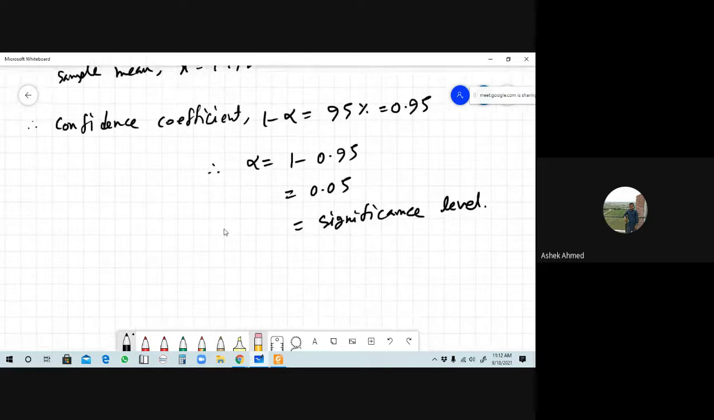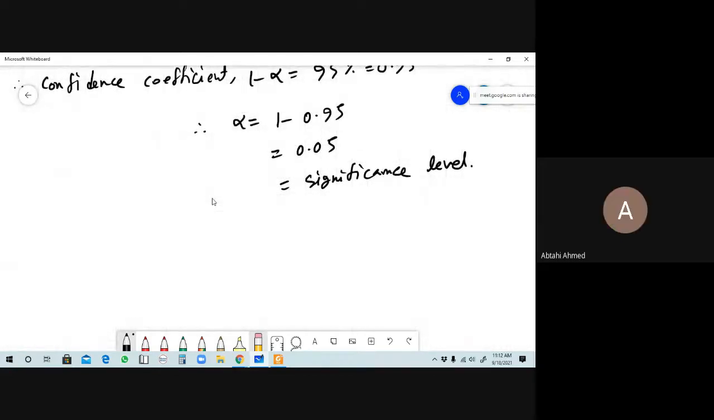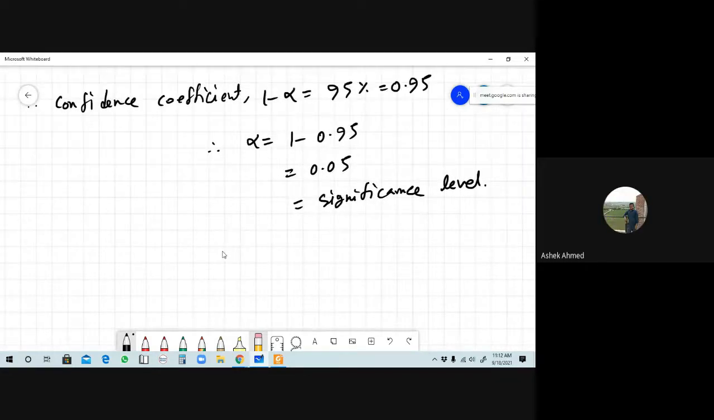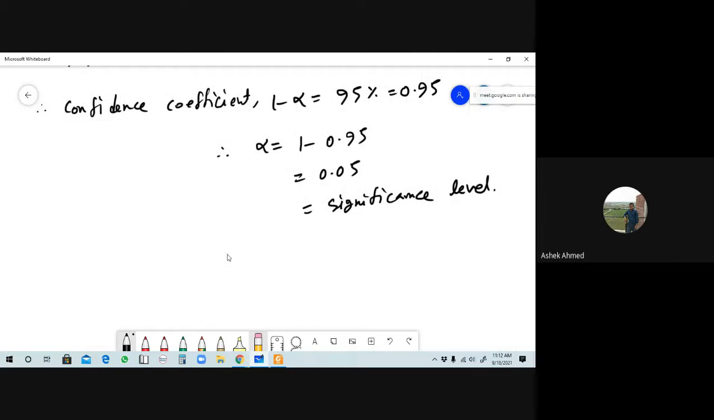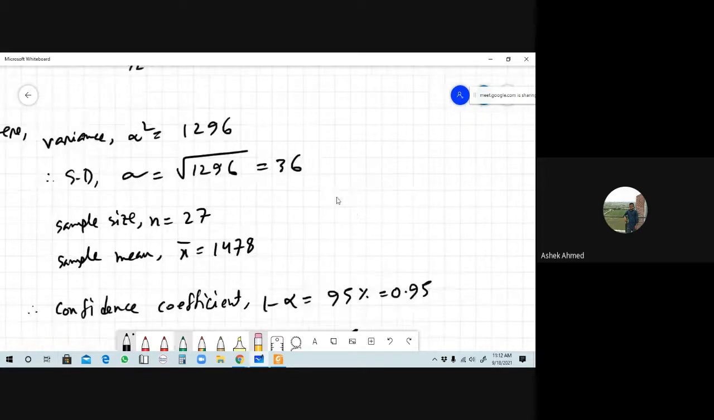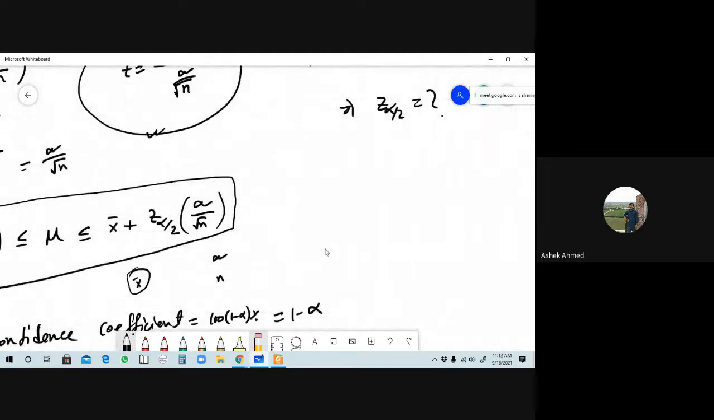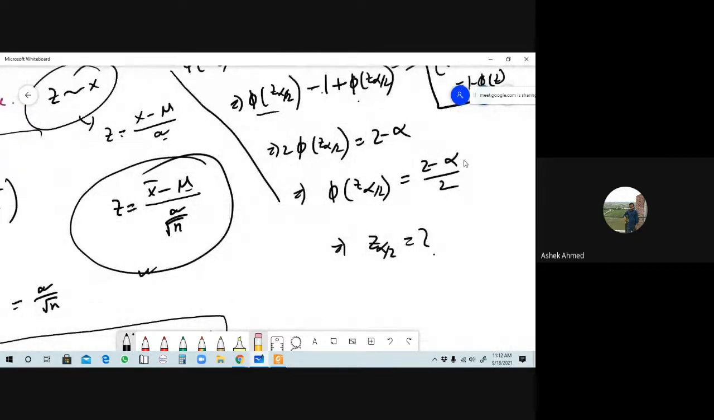Respond to me. Yes, sir. Okay, so do you know the value of alpha? Now we have to determine the value of z suffix alpha by 2. For this, we will apply the direct formula of phi of z suffix alpha by 2. Can you remember what that was? 2 minus alpha by 2. We found this previously.